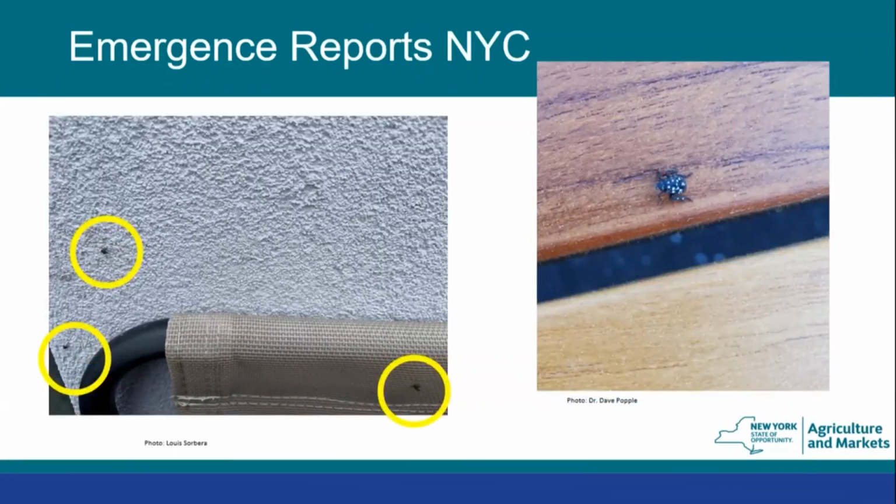As I mentioned, New York City reports are coming in. These came in last week. The one on the left there is from a rooftop patio on the 34th or 38th, I think it was the 38th floor, on the west side of Manhattan, and you can see 3 tiny little nymphs crawling around. So there must have been an egg mass up high on the building.